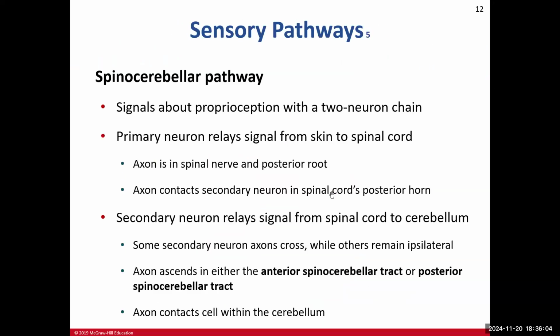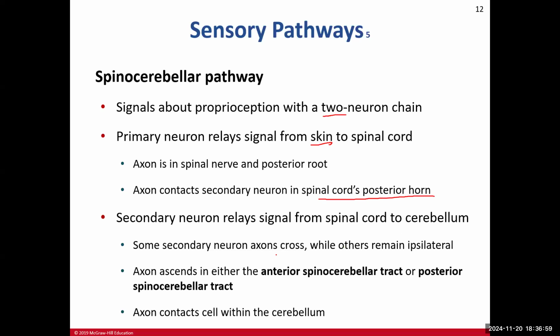All right, let's talk about the spinocerebellar pathway. Spine and then cerebellum. So this one is going to go to the cerebellum, a little bit shorter distance. This is how I remembered it. Because it's a little bit of a shorter distance, this only has two neurons involved. But the primary neuron is going to be the same story that we talked about before. It is going to be out in the periphery. So it's going to go from the receptors in the skin to the spinal cord. So it enters in through the spinal nerve, and then it has to enter into the spinal cord through the posterior or dorsal root, where it's then going to synapse onto the secondary neuron in the posterior or dorsal horn. And the secondary neuron is going to ascend upwards.